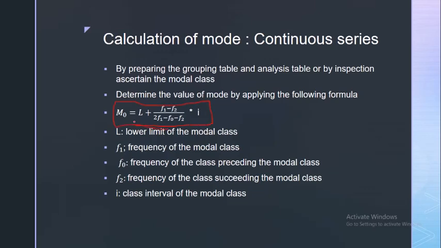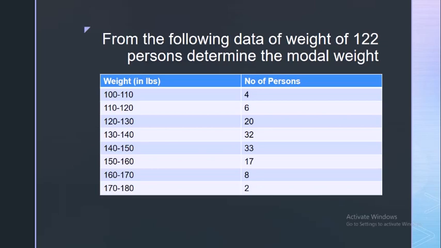Okay, now this is a formula, and in this formula you have the lower limit L of the modal class. After completing the table you have to apply this formula. So in a discrete scenario it was just the table, but in a continuous case it is the table plus this formula. Then you have F1, F2 and F0. Now let's find out what F1 is. F1 is the frequency of the modal class, F0 is the frequency of the class preceding the modal class, F2 is the frequency of the class succeeding the modal class, and i is the class interval of the modal class. Okay, let's have a look at the problem, then you will understand it better.